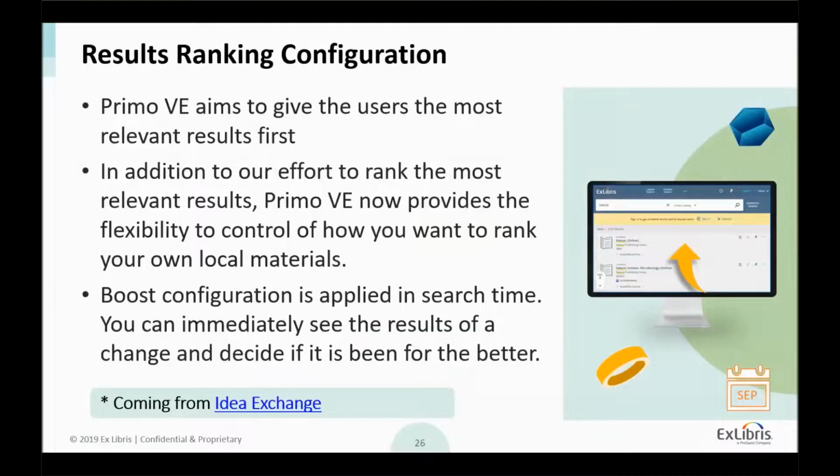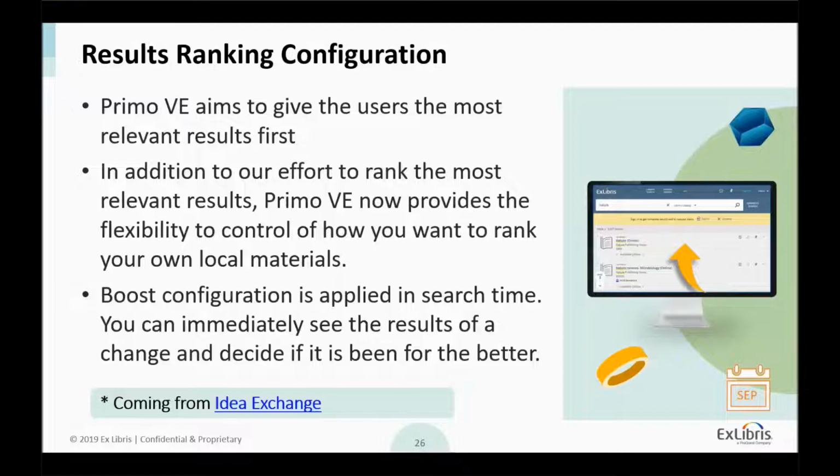This is a new feature which is actually going to be released in September, which gives you the ability to configure the ranking of your results list. As you know, our goal is to give the users the most relevant results first. As Libris, we have the ranking algorithm and mechanism that grants the right boost for every record in order to present to the user, based on their search, the most relevant record first.